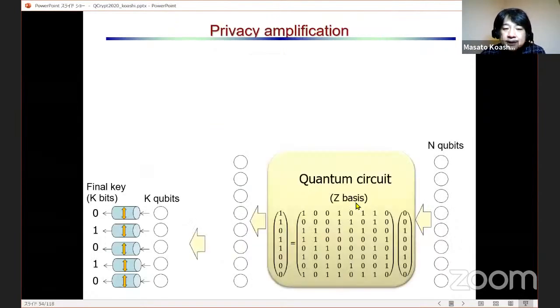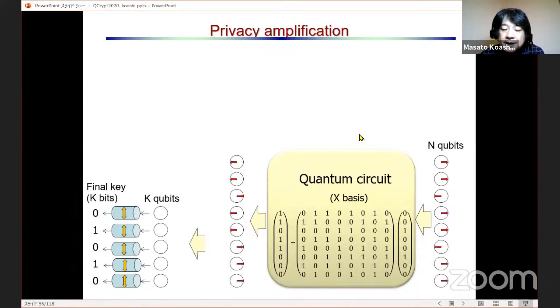Now using this, if this quantum circuit is written like this in the Z basis, then that means that if we switch to the X basis, the same quantum circuit actually computes the multiplication of another binary matrix here. So the pattern of pointing right and pointing left will be transformed into another pattern, which corresponds to this computation.